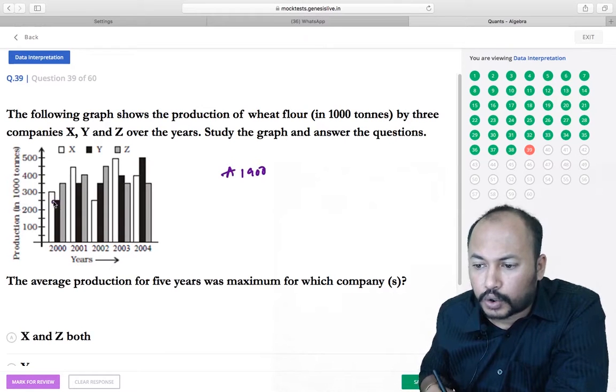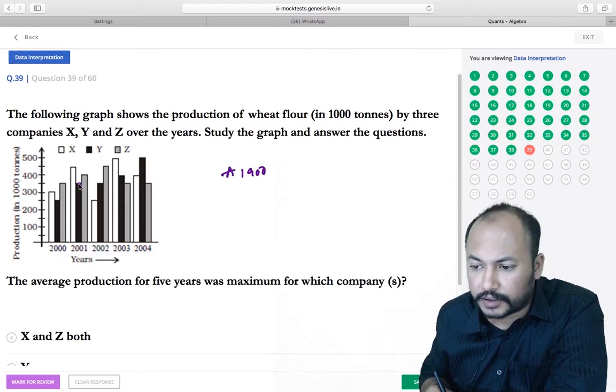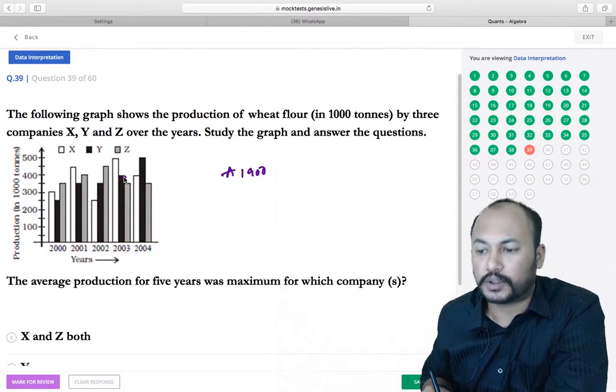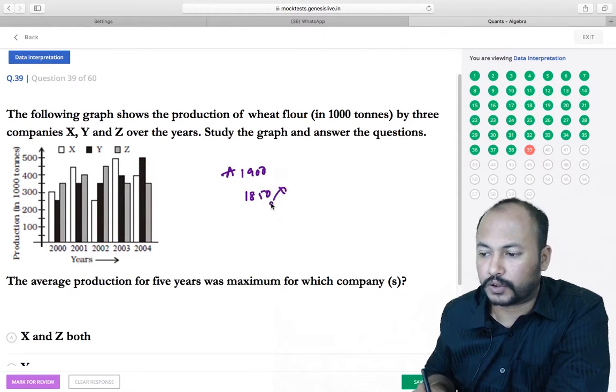Black, 250 and then 350, that will be how much? 250 plus 350 is 600. 600 plus another 350 is 950, plus 400 is 1350, plus 500 is 1850. So this is gone.